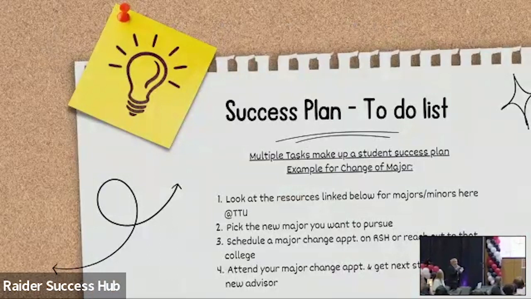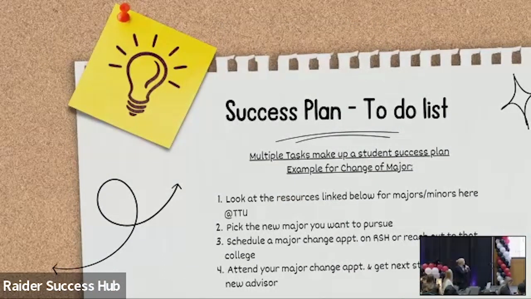Okay, so this is an example of a success plan, which is exactly what Janelle had said, that to-do list. So say they're wanting to change their major and they come to you and you're kind of like, well, I'm not really who you need to speak with, but I'm going to give you the tools to go ahead and change your major and change to a different college. So number one, the first task the student will see when it is assigned to them, look at the resources linked below for majors and minors here at Tech. Number two, pick the new major that you want to pursue. Number three, schedule the major change appointment. And then number four, attend your appointment.